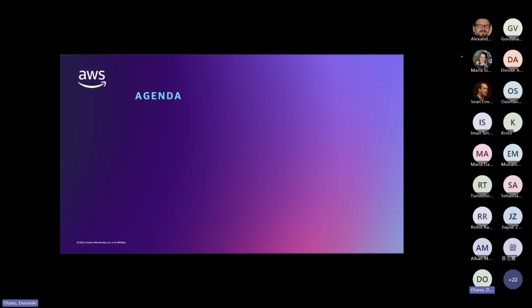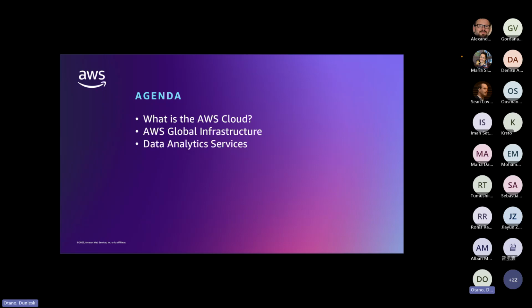Now, the agenda for today is the following. First we're going to talk about what the AWS Cloud is. Then we're going to jump into the AWS global infrastructure. We're going to talk about regions and availability zones, and also some of the regions that are in the plan, in the works, and AWS will launch soon, and also some of the availability zones that are going to be launched in the near future. Also, we're going to take a look at the most popular AWS data analytics services that you are going to be using in the Datathon, as well as the AI ML services.